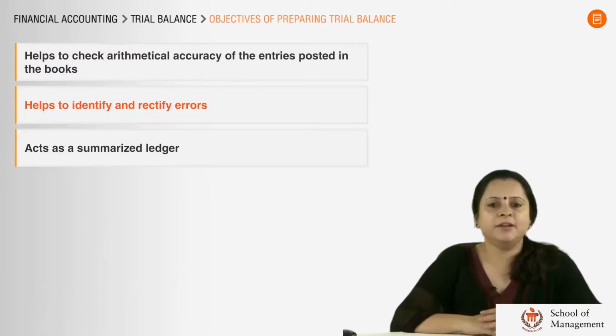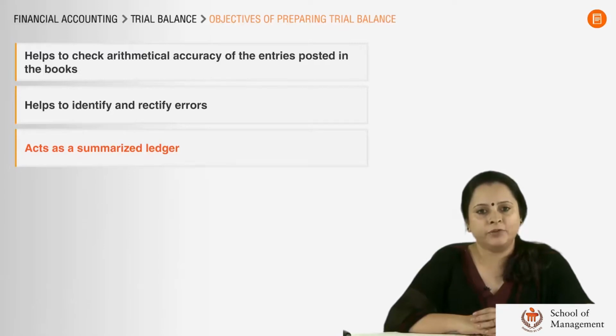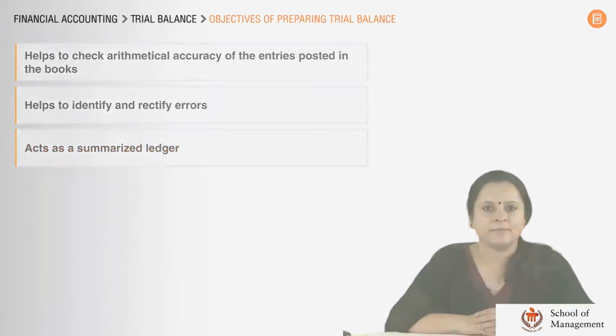As I explained earlier, trial balance is the first step towards preparing the financial statements of a business. Trial balance also acts as a summarized ledger. By looking at the trial balances, you will know the total sales and expenses incurred for a period and the closing balances of assets and liabilities as of a particular date.